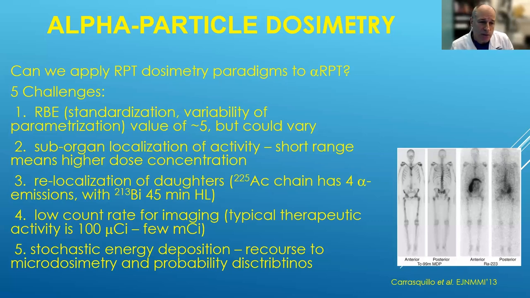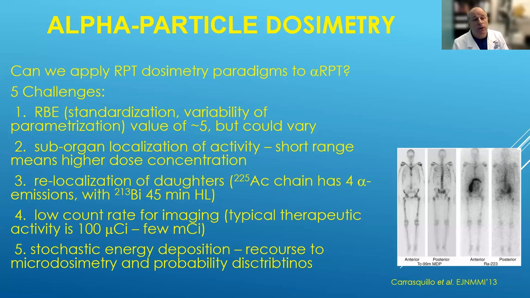for dosimetry-based treatment planning. One is the relative biological effect, the RBE, because alpha particles are huge, massive particles compared to electrons that plow through tissue and deal a huge amount of damage, much more biological damage per unit of dose than betas. And we're not really clear on what the RBE value is, okay? And it should vary from organ to organ, just like the alpha beta parameters do.